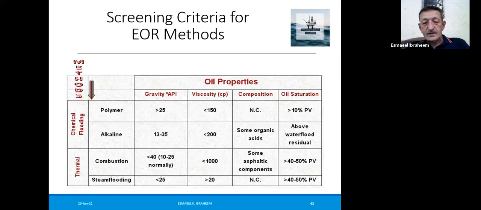Let's go to another table. We have chemical flooding and thermal. In comparison with the available oil properties of your field, you can choose which one, polymer or alkaline for the chemical flooding. For the thermal, you can choose between combustion and steam flooding, depending on the oil properties of your oil, which are supposed to match with one of these processes.